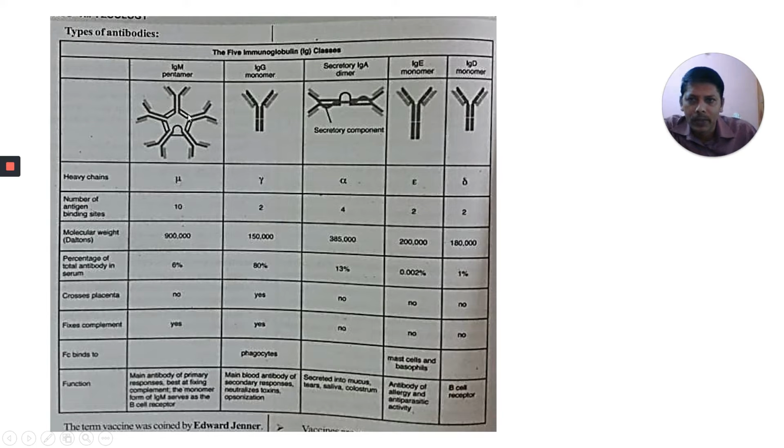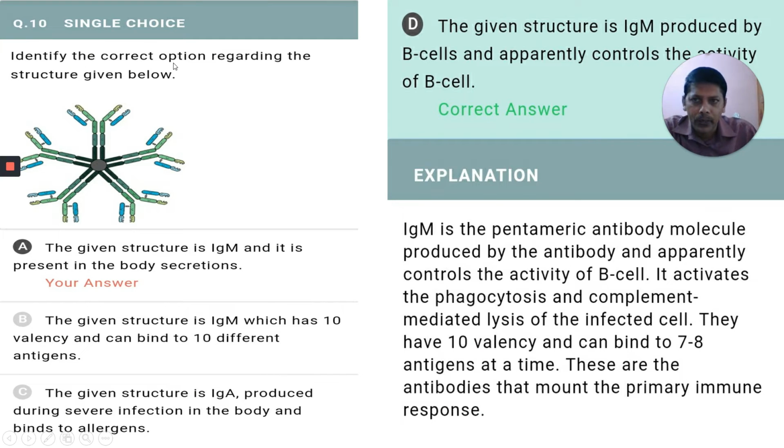Observe this structure here. This is the material given last year in Lakshya Academy. This is the pentameric IgM pentamer. For the correct option regarding the structure given below: the given structure is IgM, it is present in our body secretions. Wrong answer. The given structure is IgM, which has 10 valence and can bind to 10 different antigens.